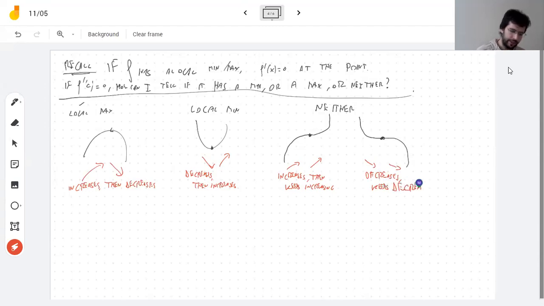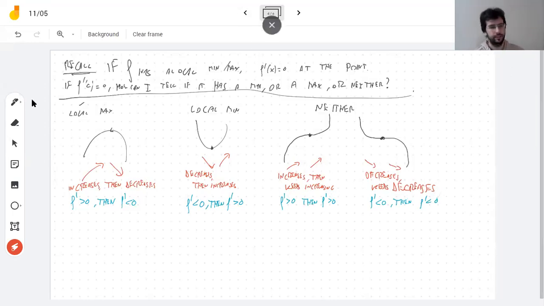So if I can write this in terms of the function being increasing or decreasing, that means I can write it in terms of the derivative. In terms of the derivative, if you're increasing, that means that the derivative is positive, and then it's negative. If it decreases, then the derivative is negative. If it increases, then the derivative is positive. Here, if it increases, the derivative is positive, and then it stays positive. Here, it's negative, and then it stays negative.